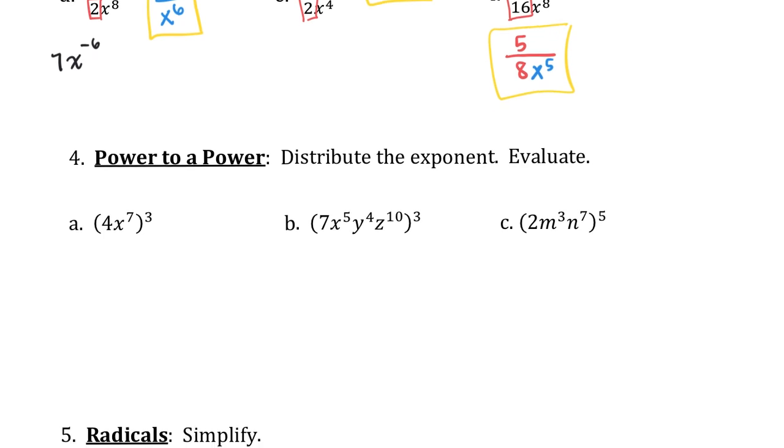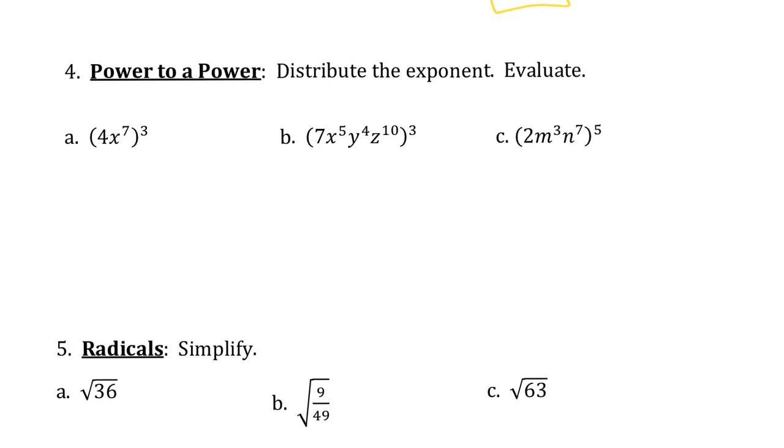Okay, how about power to a power? Let me do A the long way, and then I'll show you the shorter way. If I do 4x to the 7th, to the 3rd, what am I really doing? I'm doing 4x to the 7th times 4x to the 7th times 4x to the 7th. Which is fine, but if I'm doing it to like the 5th, I don't want to have to write it out 5 times. So if it's a monomial raised to a power, I can distribute the exponent. And let's see what that looks like.